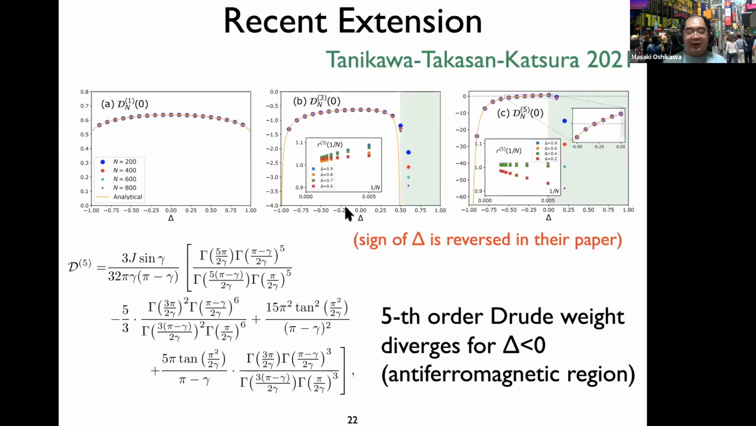So it's puzzling. I should mention there is a recent paper by Tanikawa, Takasan, and Katsura, two of whom are in the audience, it seems. They further extended this kind of calculation to even higher order and more general cases. This is an expression for the fifth order nonlinear Drude weight, and it diverges in an even wider range of parameters, that is, delta less than 0 in our parameterization. Unfortunately, we use different conventions, so in their paper this diverges for positive delta. Anyway, it diverges in the antiferromagnetic region.